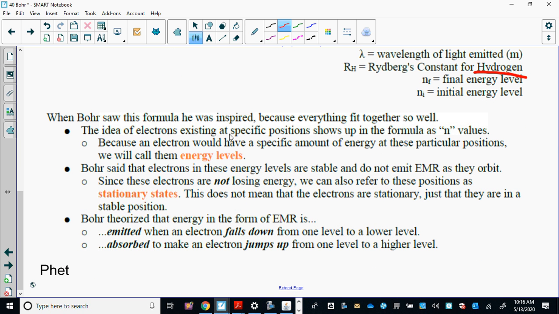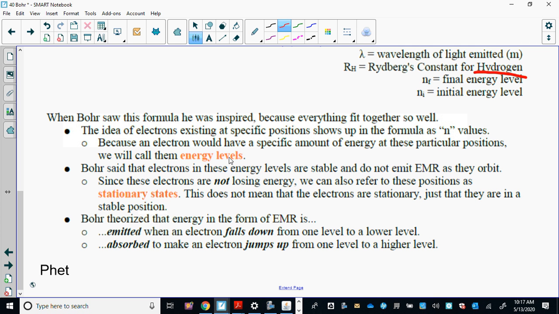Before that, we'll discuss this very quickly. It says the idea of electrons existing in a specific position shows up in the n values of the formula. Because an electron would have a specific amount of energy at these particular positions, we call them energy levels. Bohr said that electrons in these energy levels are stable and do not emit EMR as they orbit. Since these electrons are not losing energy, we can also refer to these positions as stationary states. This does not mean that the electrons are stationary, just that they are in a stable position.